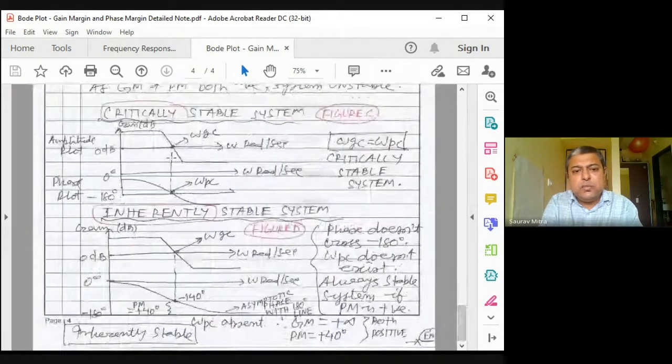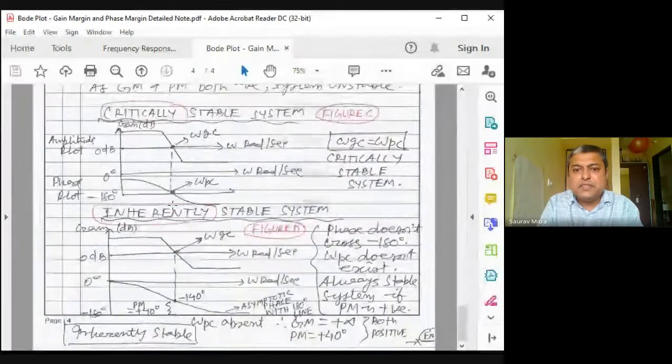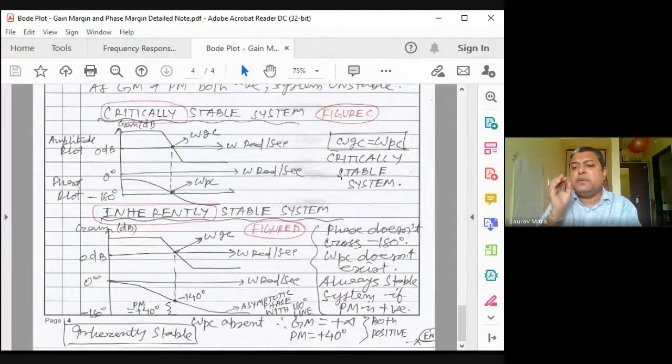Last case, omega gc is equal to omega pc. This is called a critically stable system. That means the system is stable only at a certain point or only at a certain frequency. And one more, the inherently stable system. Inherently stable system means the phase does not cross minus 180. That means phase wise the system is always stable, and you are finding at omega gc it is minus 140, that means phase margin is 40 degree, so the system is always stable.